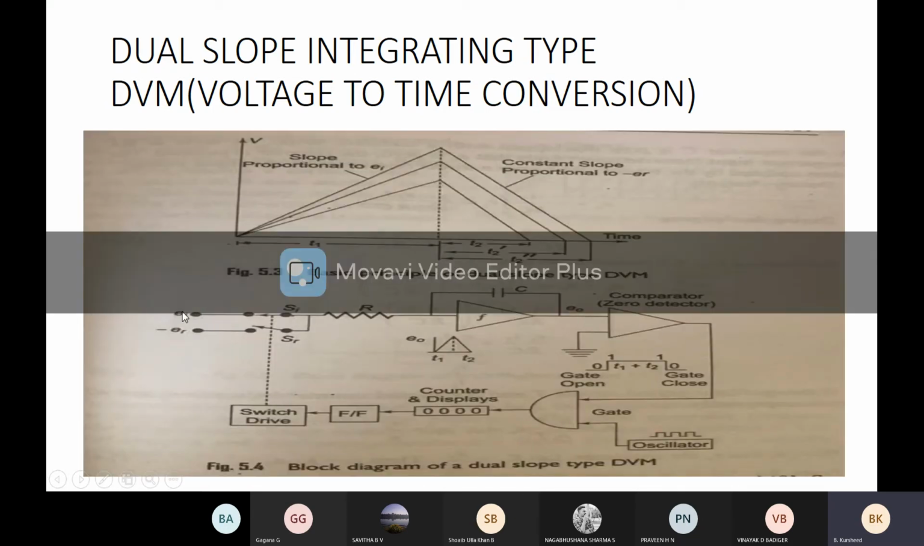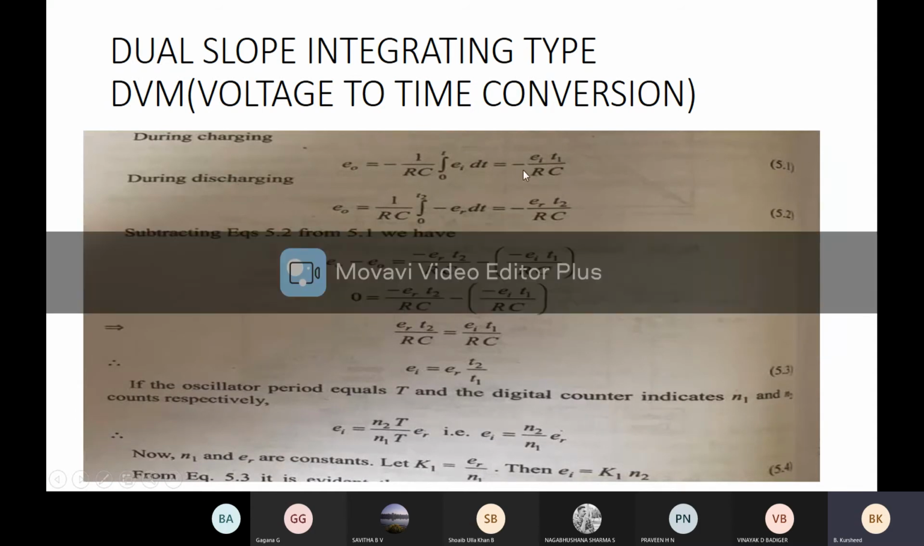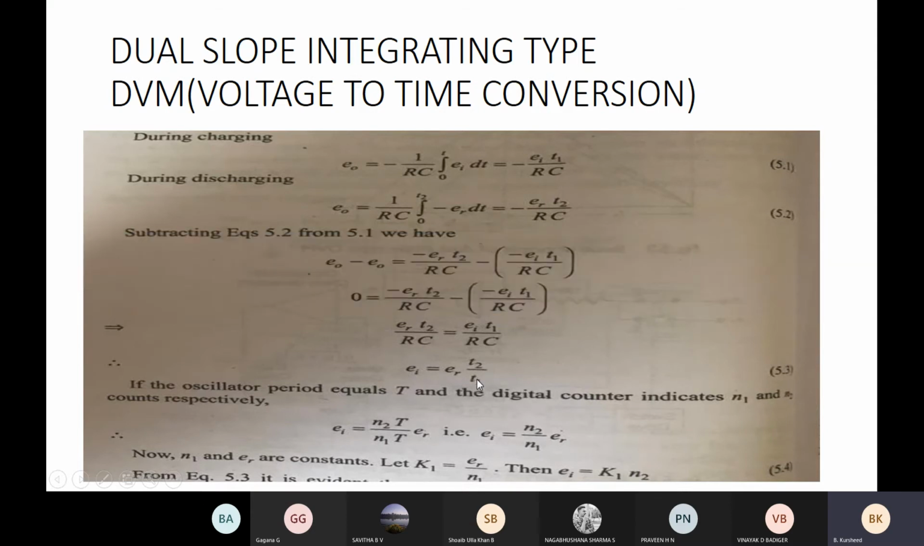If two are given, EI minus ER means nothing but E0 minus E0. E0 due to EI is one output, and E0 due to minus ER is the second output. So these two are subtracted, EI minus ER, so minus E0. That is equal to this minus this. You will get it like this. When you do this, RC will be cancelled. If RC is cancelled, EI is equal to ER T2 by T1. This formula is very important, Baba.